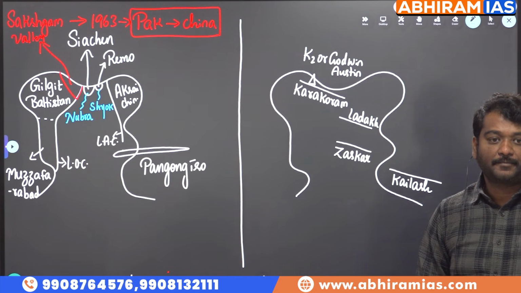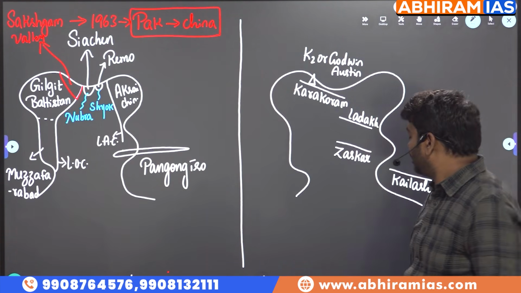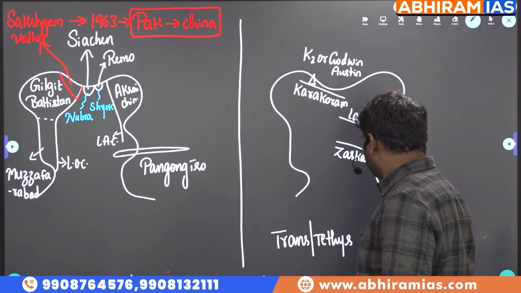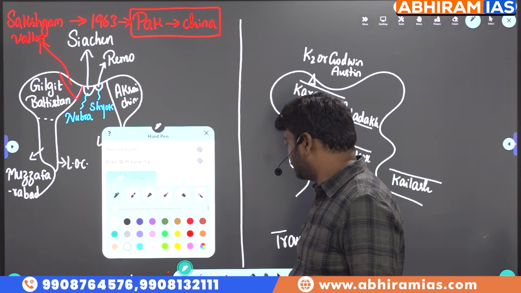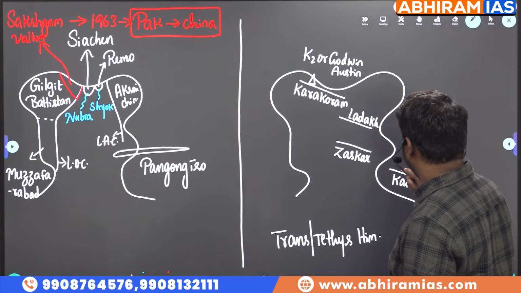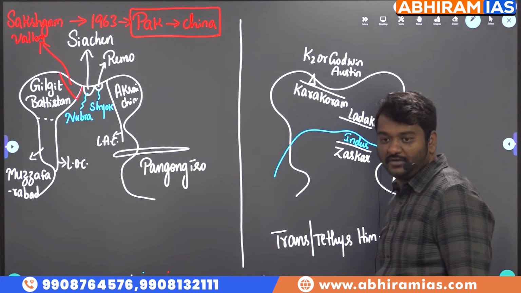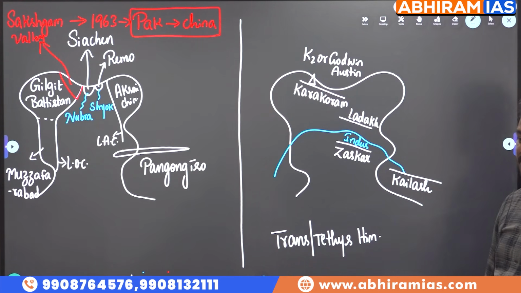Highest mountain peak of India. Okay, the highest mountain peak of India is in Trans Himalayas. Indus River flows in between Ladakh and Zaskar. Okay.